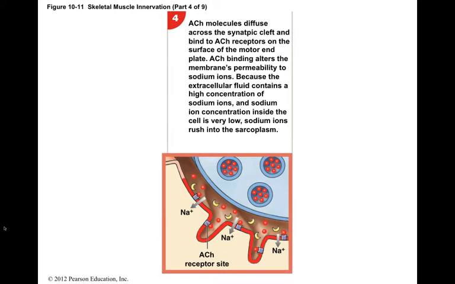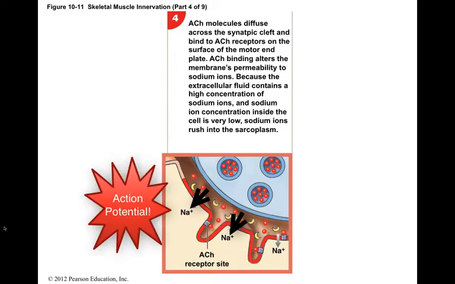Acetylcholine molecules diffuse across the synaptic cleft and bind to acetylcholine receptors on the surface of the motor end plate on the muscle. Acetylcholine binding alters the membrane's permeability to sodium ions. Sodium, which is more highly concentrated in the extracellular fluid than inside the muscle cell, will naturally diffuse into the sarcoplasm. The sudden inrush of sodium ions results in the generation of an action potential in the sarcolemma of the muscle.